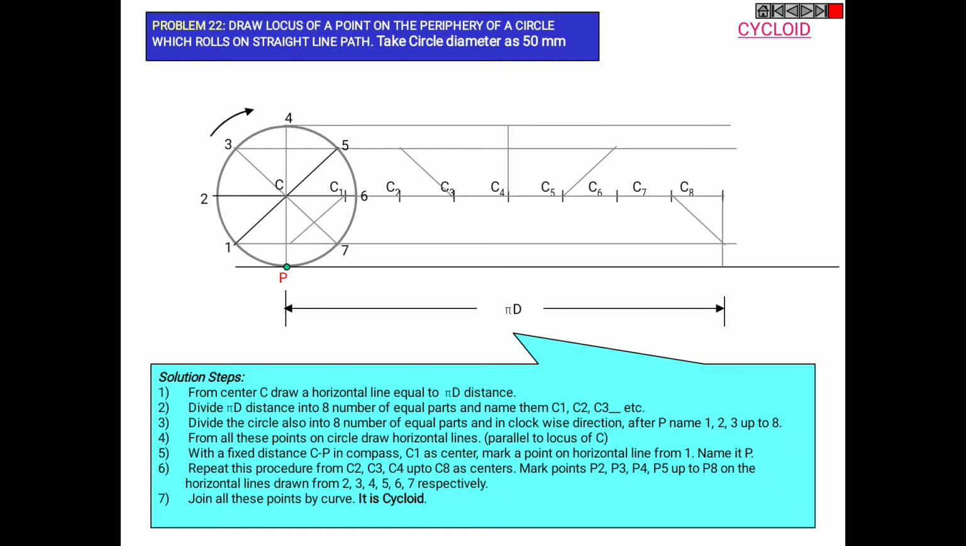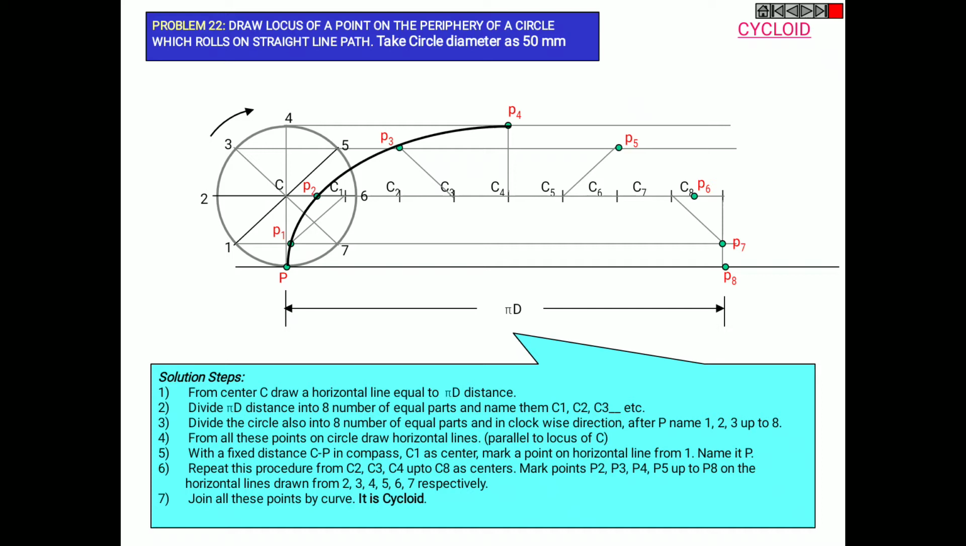Okay, now mark the points. The fixed distance from C to P is the radius on the compass, and C1 on the first line, C2 on the second line, C3 on the third line, C4 on the fourth, C5 again on fifth, C6 on sixth, C7 on seventh line, C8 again on the end. Now name them firstly P1, P2, P3, P4, P5, P6, P7 and P8.